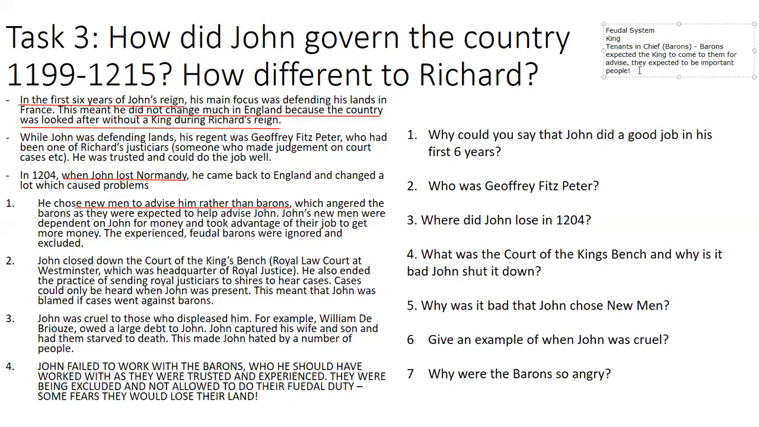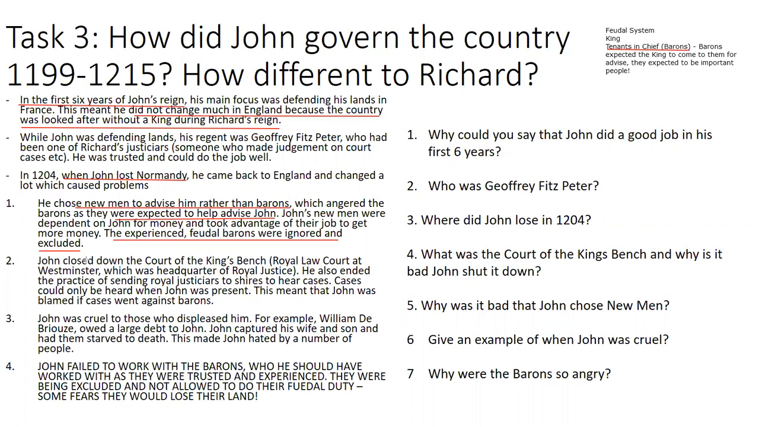Remember this while I go through the rest of this. This part here is really important. By choosing new men, the barons were angry because they were expected to help advise John. John's new men were dependent on John for money and took advantage of their job to get more. The experienced feudal barons were ignored and excluded. So John was ignoring people he should have kept on his side.